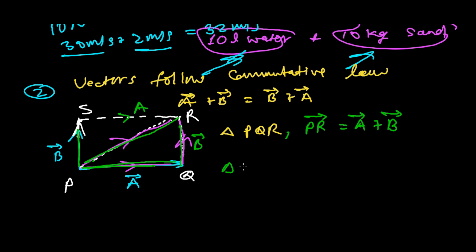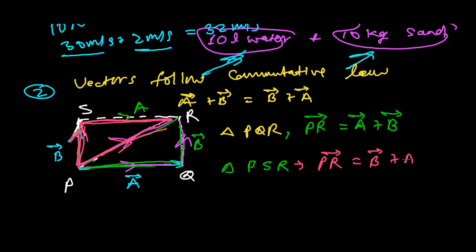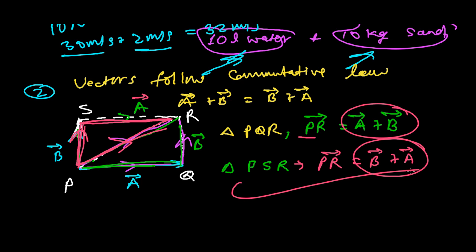But at the same time, again, I want to take you to the triangle PSR. I'm talking about this triangle. In this, the addition of PS plus SR is equal to PR. So PR is equivalent to PS plus SR, that is B plus A. So my dear friend, now tell me, PR equals A plus B and PR equals B plus A. So from here, easily we can say that vectors follow commutative law.